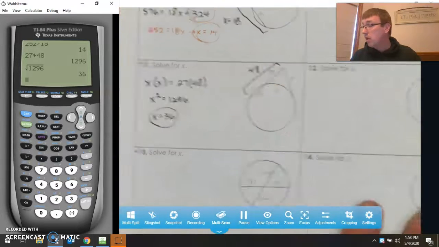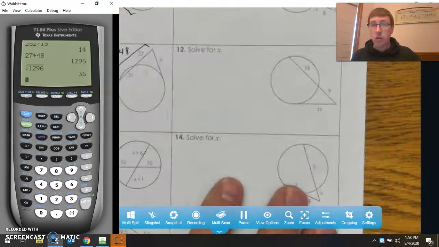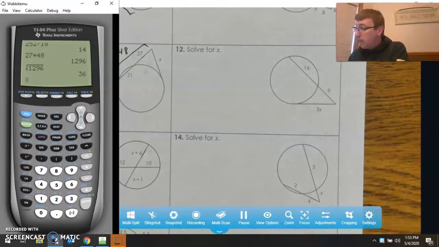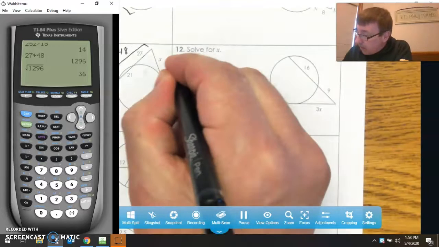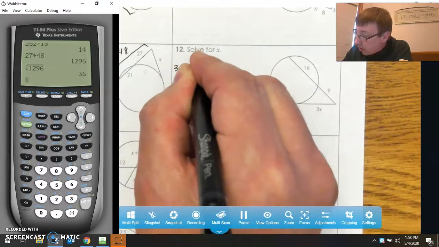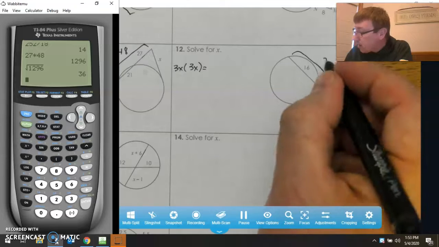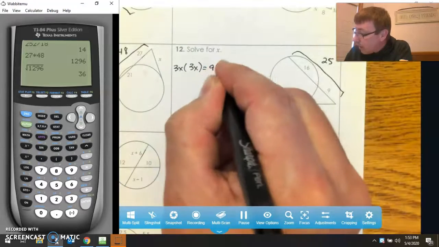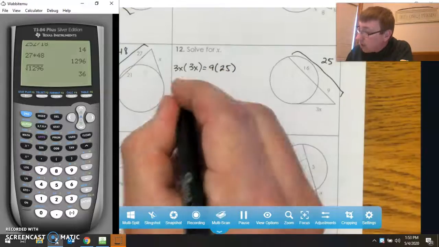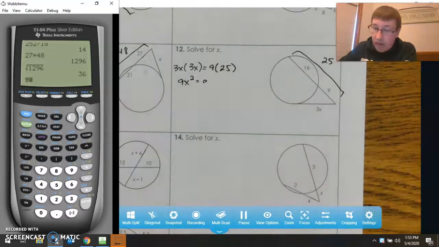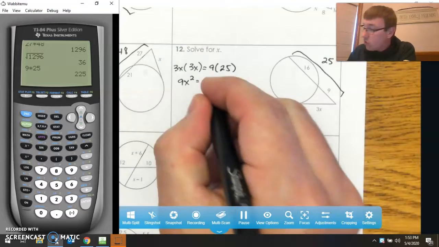Okay, let's take a look at one more here. I see number 12, I think is going to be a fun one. Okay, if we do this here, we're going to take the outside times the whole length. 9 and 16 gives you 25 equals outside times all things. So this will be 9x squared is equal to 9 times 25. 9 times 25 is 225.